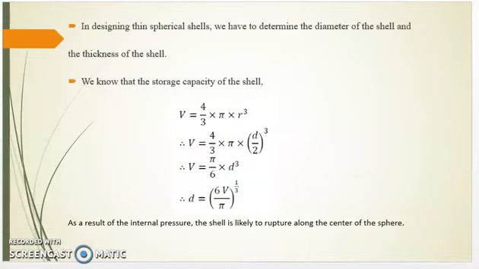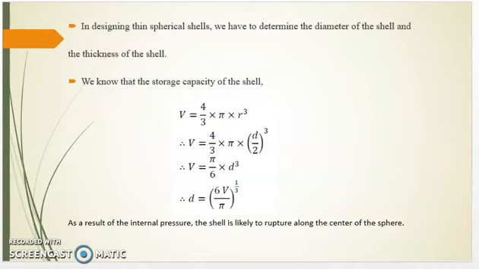In designing thin spherical shells, we have to determine the diameter of the shell and the thickness of the shell. We know that the storage capacity of the shell is given by V equal to 4 by 3 pi r cube. Therefore, V is equal to 4 by 3 pi into (D divided by 2) whole cube, that is, V is equal to pi by 6 D cube. Therefore, D is equal to (6V divided by pi) whole power 1 by 3.